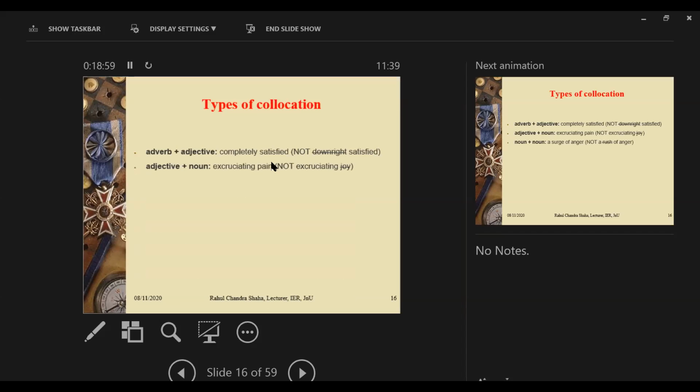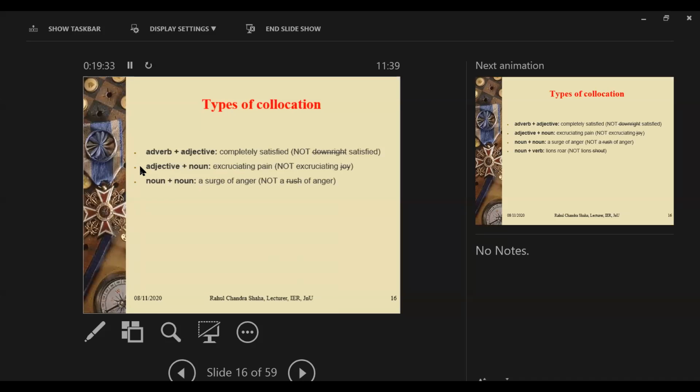From the various diversified collocations, there is also another collocation, namely adjective plus noun. Adjective plus noun is the collocation where we use an adjective word before the noun word. For example, strong man, powerful man, and excruciating pain. This is another example of adjective plus noun. So is it clear to you, students? Yes, sir.